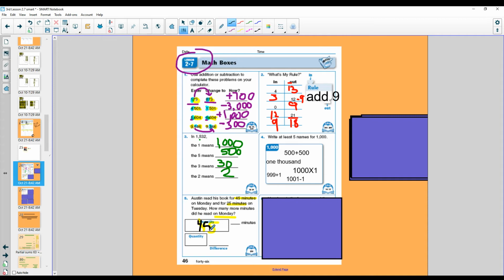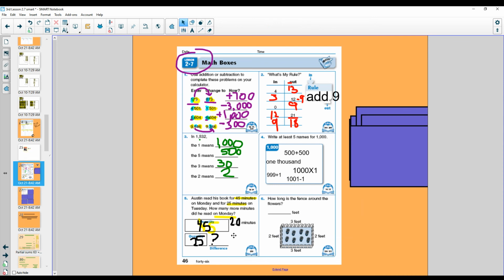It goes here. 25. I saw the keywords how many more, so I know I have to find the difference. Sum means add, difference means subtract. I'm finding the difference between these two numbers. So 5 take away 5, 0. 4 take away 2, 2. He read 20 more minutes one day than he did the other day.